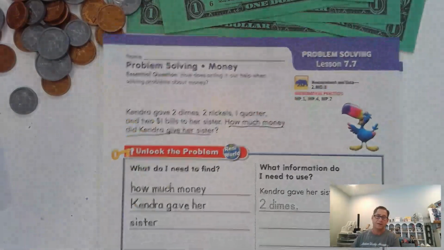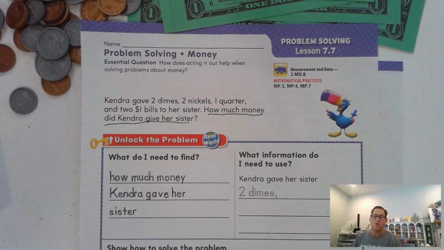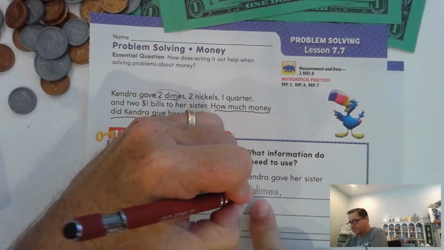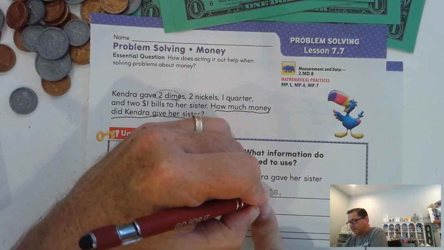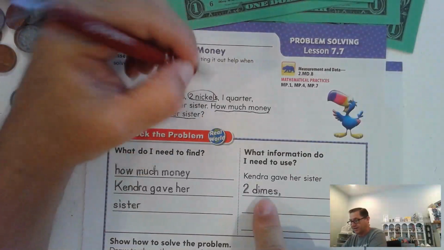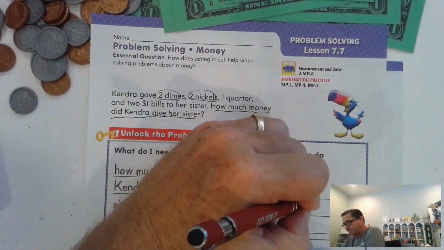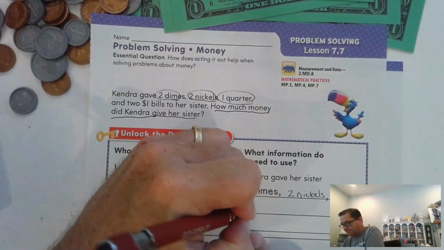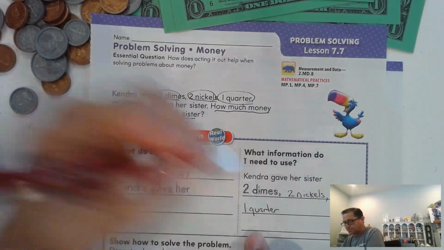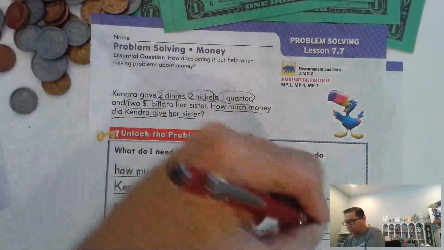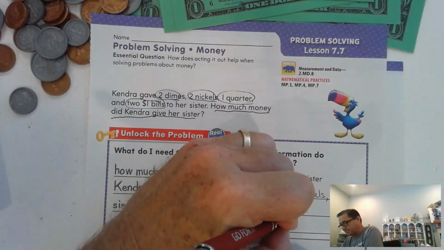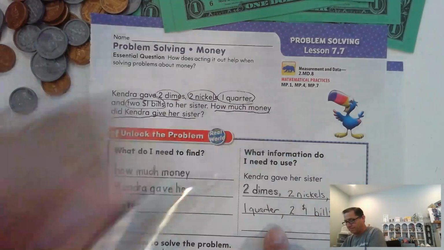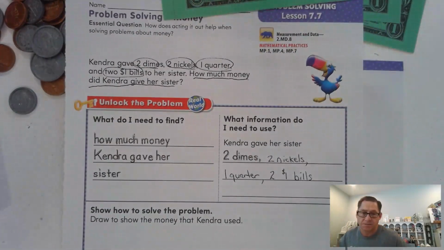Again, how much money did Kendra give her sister? What information do I need? Well, she gave 2 dimes, so that's what they've written here, 2 dimes. But that's not all we need to know. We also need to know that she gave 2 nickels, 1 quarter, and 2 $1 bills. That's what we need to solve this problem.